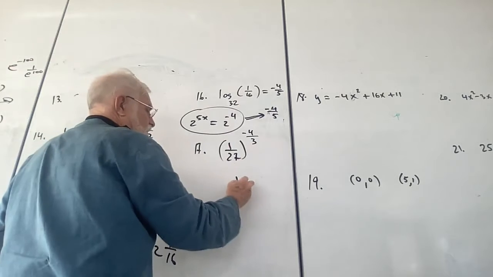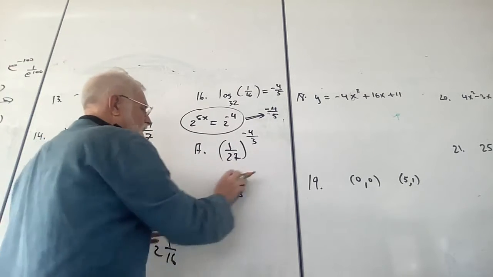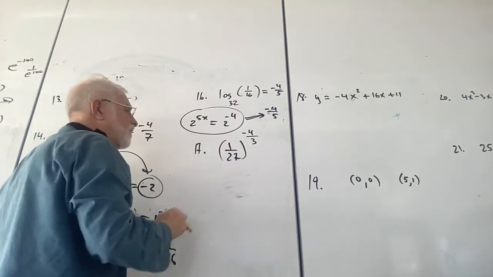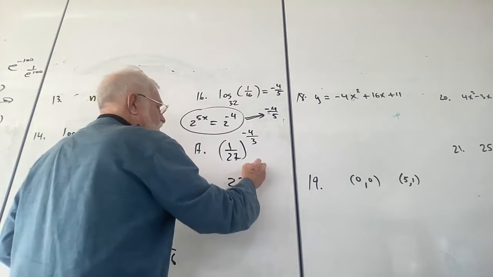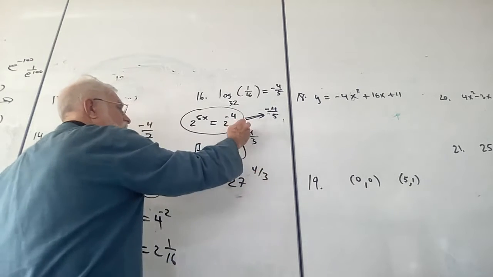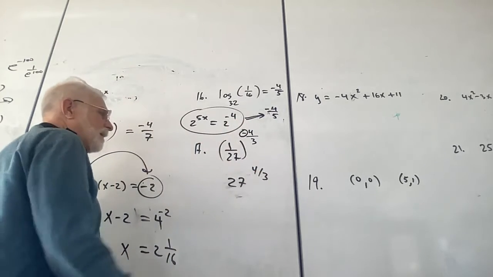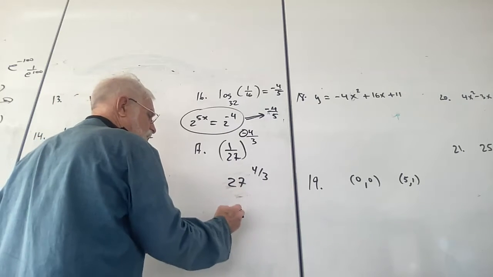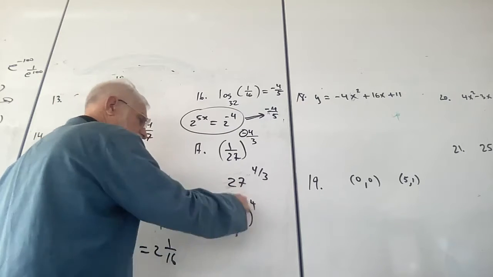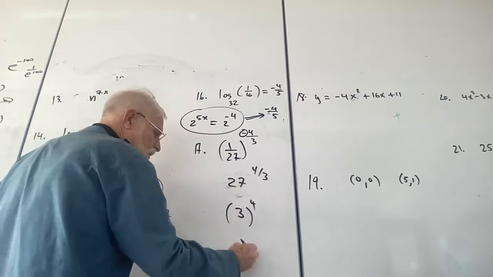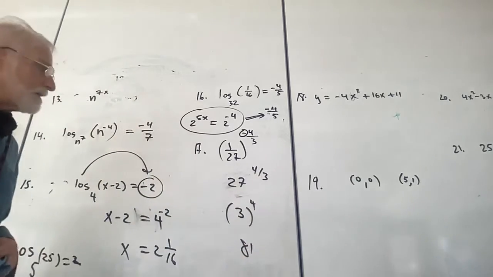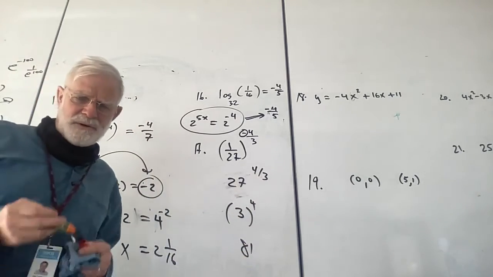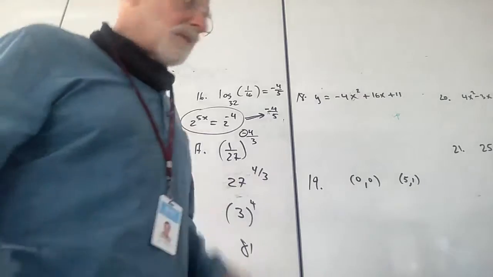Cube root of 1/27 is 1/3. You know what? I think I would have done the flip first. So 27 to the 4/3. I did the reciprocation. I performed that operation, so it's been done. I'll take the cube root of 27, which is 3. That's still left, and 3 times 27 is 81. So that's that one.